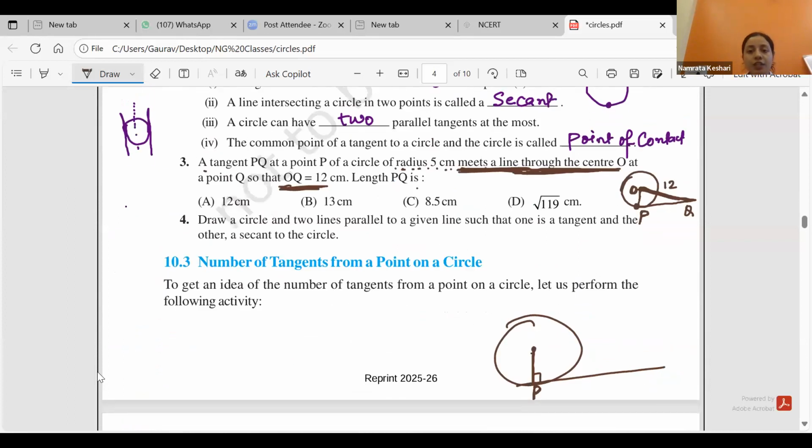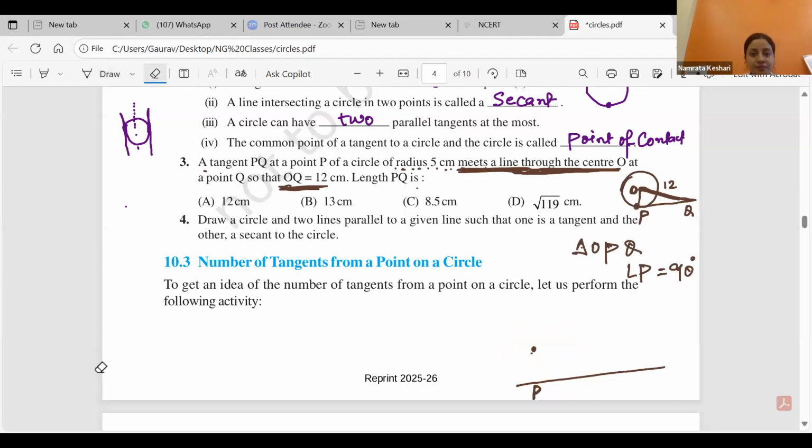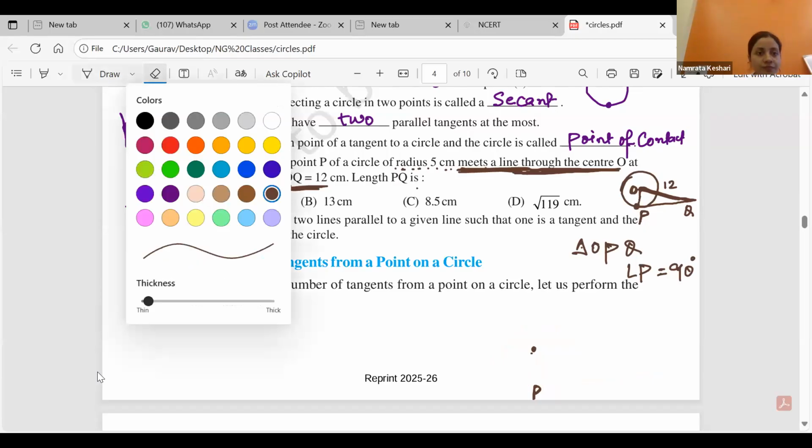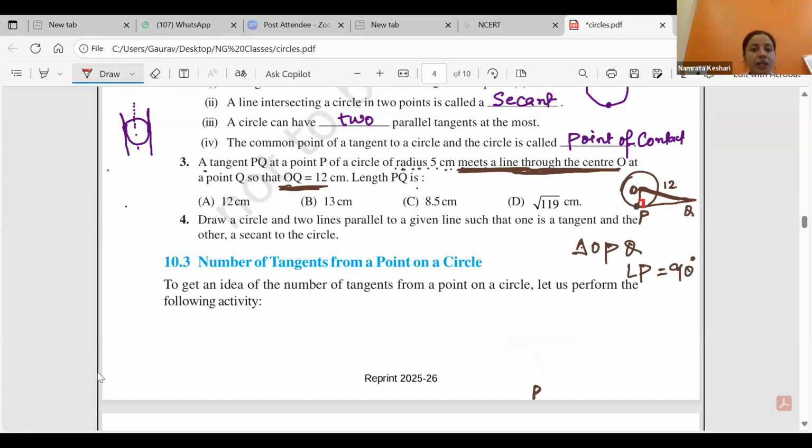We'll be saying that in triangle OPQ we already know that angle P is 90 degrees. So this is not a random triangle, this is a right angle triangle. Are you getting it? Yes, ma'am. Afreen and Samia? Yes, ma'am. Okay, so here we have 90 degrees. We have to find the length of PQ. How to find the length of PQ?